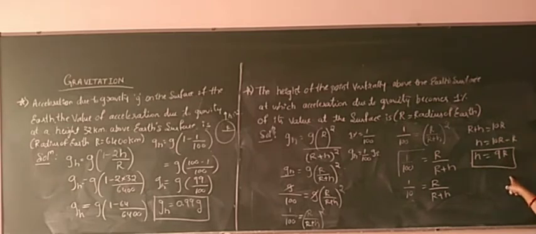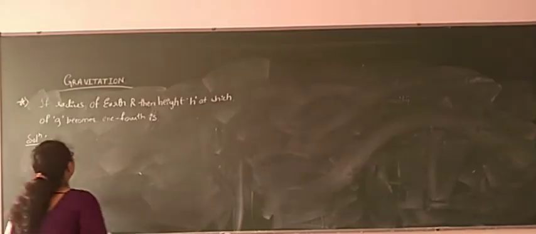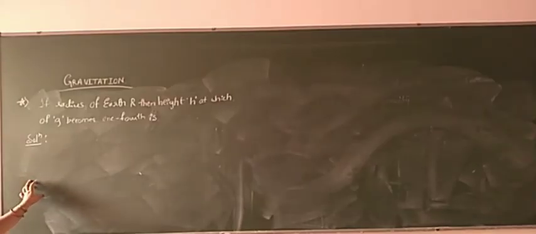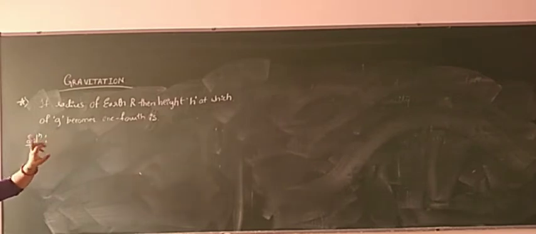1% of its value at the surface, that is equal to height h is 9r. It is 9 times the radius of the earth here. The next problem is, if the radius of the earth is r, then the height h at which the acceleration due to gravity g becomes 1/4 is.